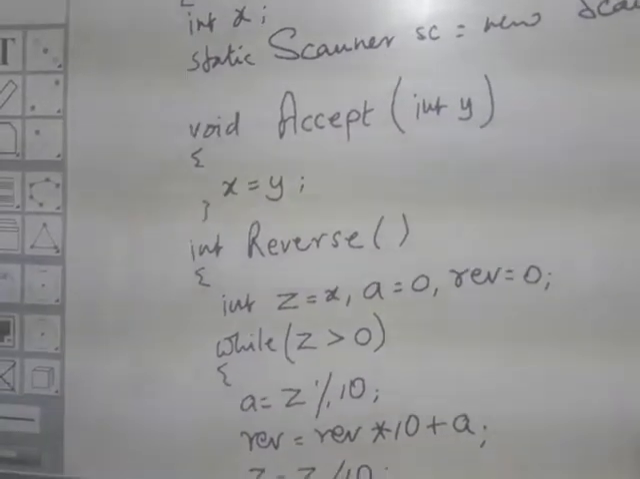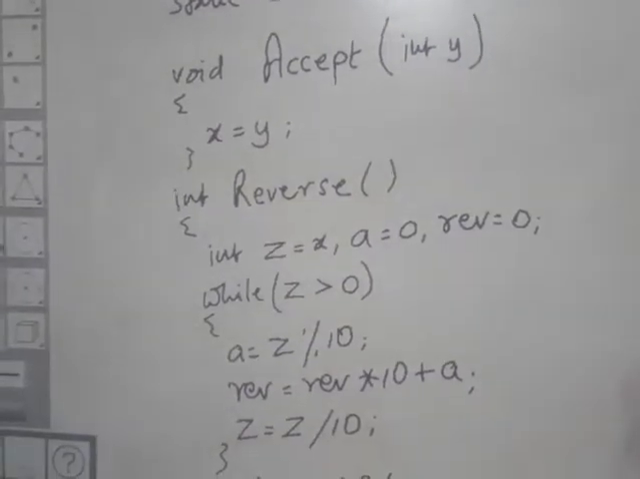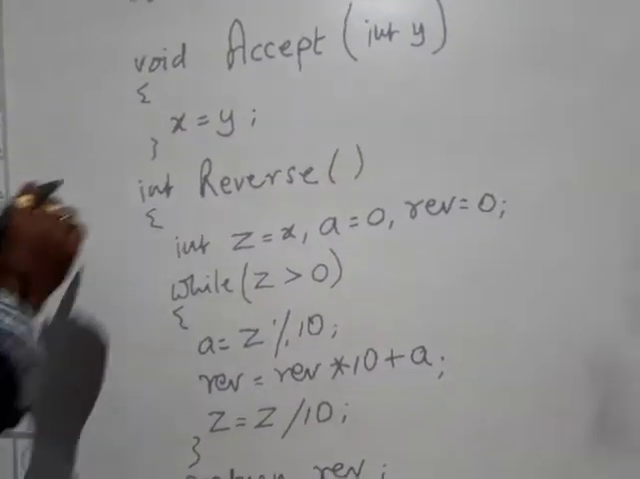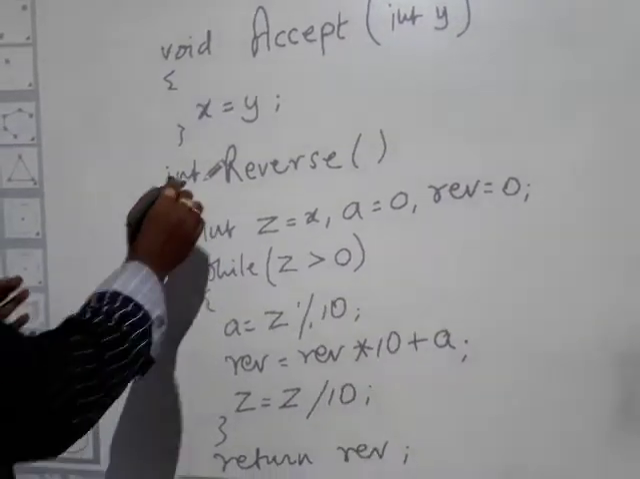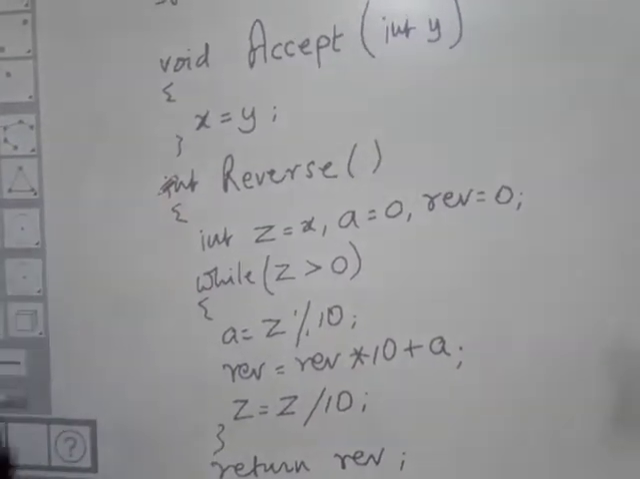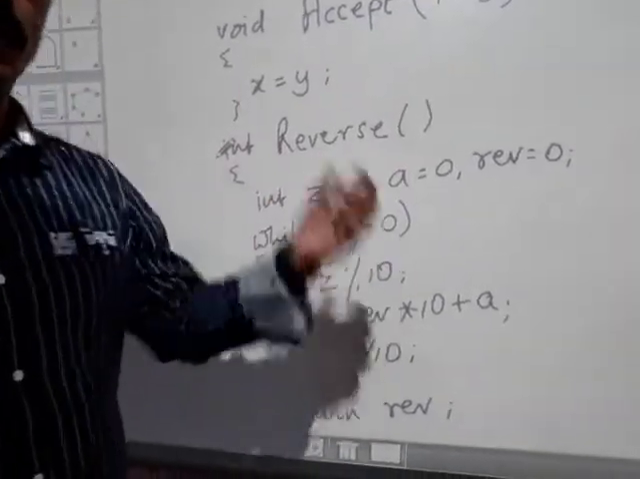Then reverse. Now in this case, the data type of reverse is int. That means it is other than void. As I told you, the presence of void means that the function does not return any value. So here, since it is other than void, it shows that the function is going to return a value. In other words, the function is going to use the return keyword.